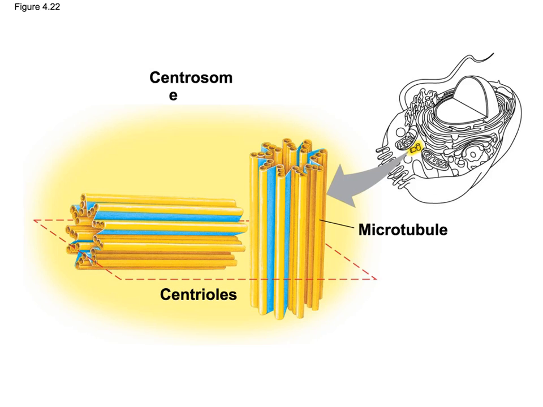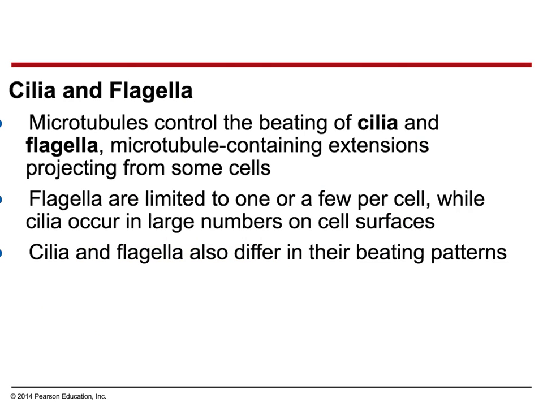Triplets, and they are arranged perpendicular to one another. They're usually somewhere around one side of the nucleus, and it is an organizing center. This is where the microtubule cytoskeleton will originate from. Questions on centrioles? 2 centrioles make what? 1 centrosome. And all animals have it.